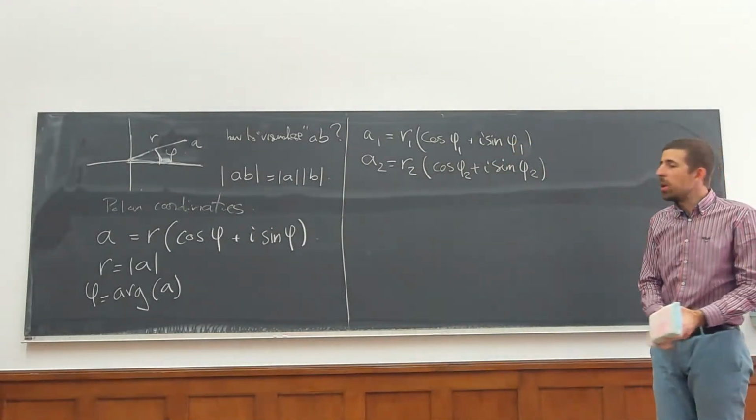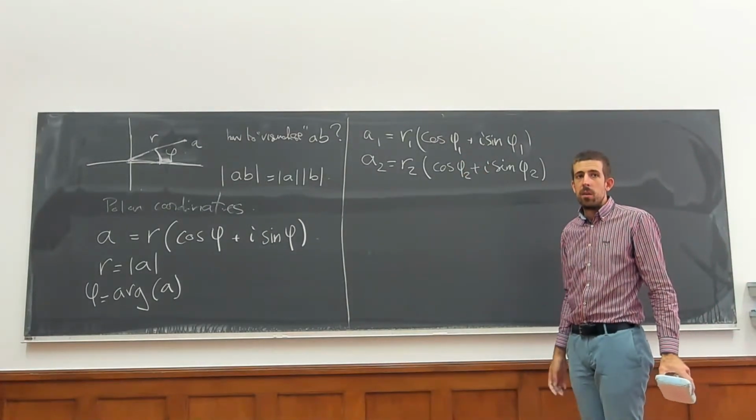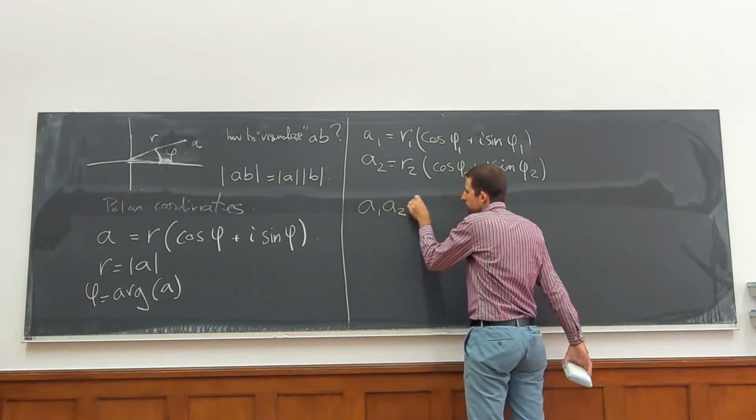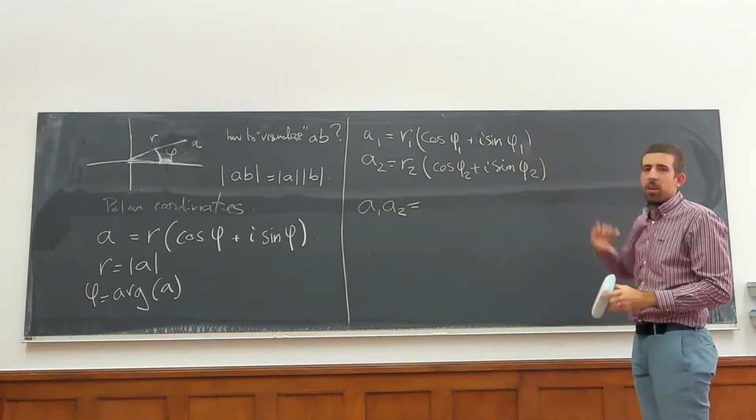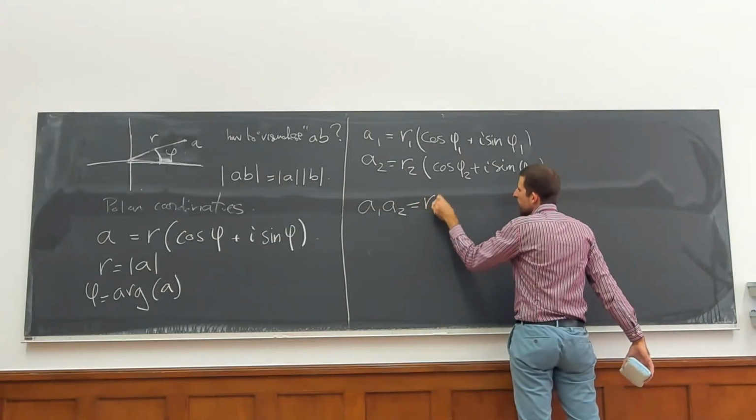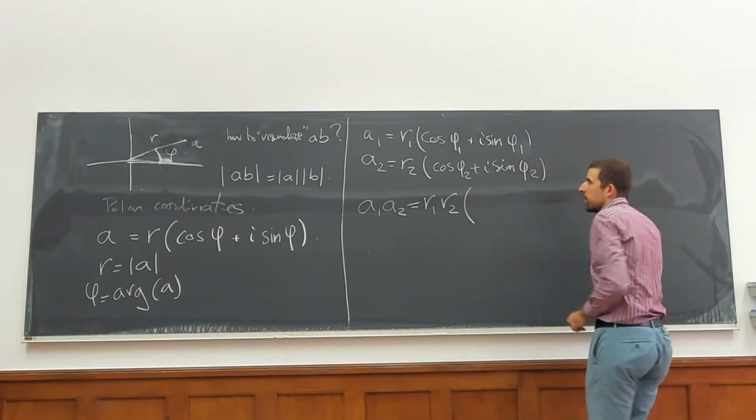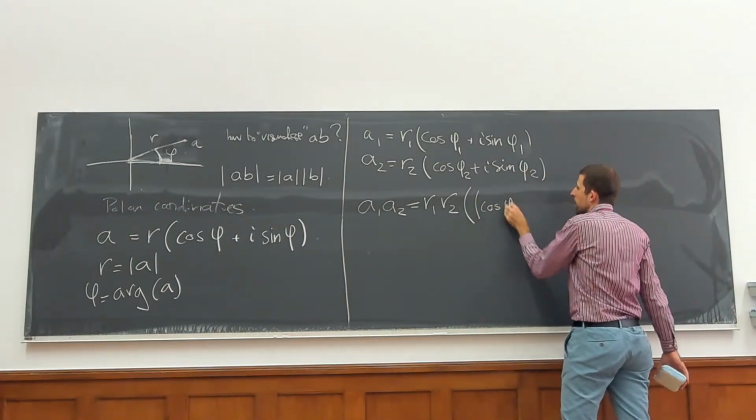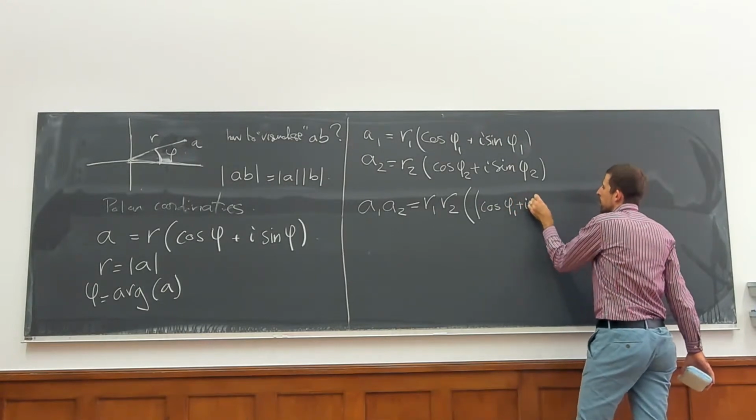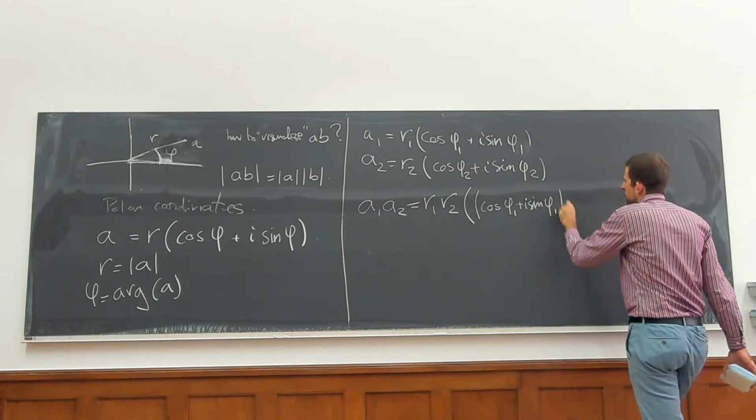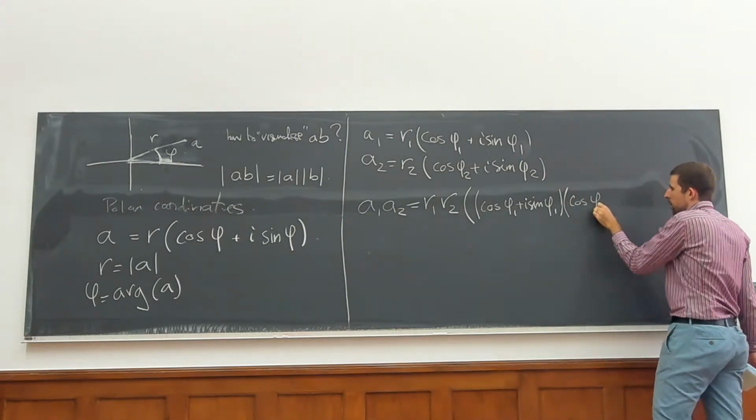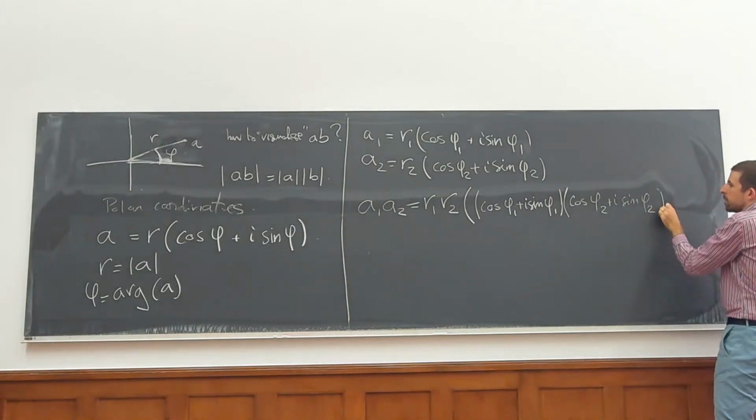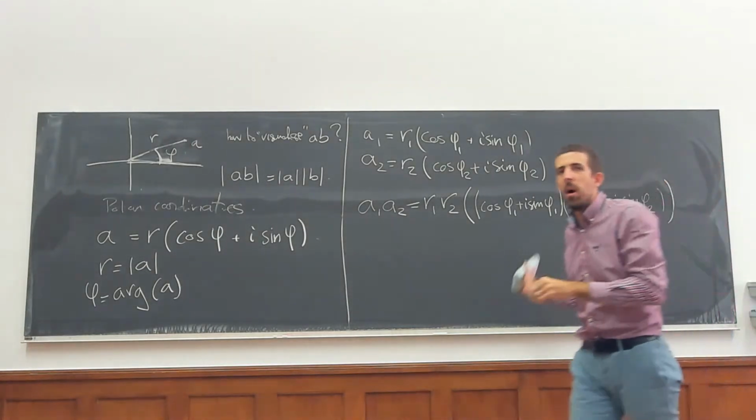Okay, so now what we know is when we take the product. Let's take the product to see what happens. So let's take the product of these things. So we get R1 times R2 times some nasty expression. Let's write it. Now the hope is that somehow this simplifies.